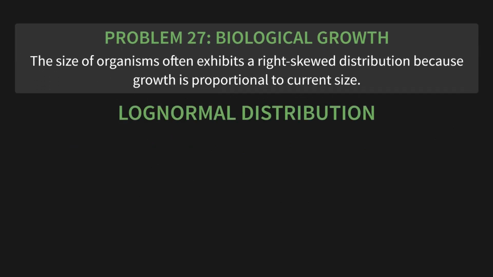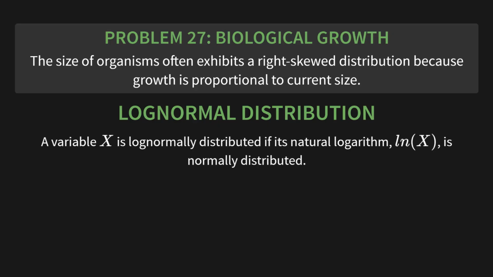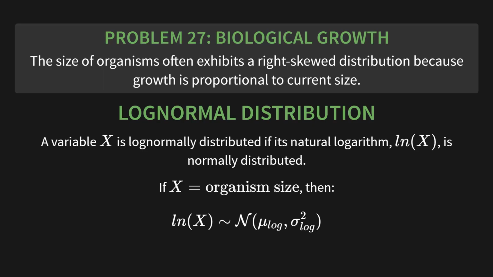It's the log-normal distribution. A variable x is log-normally distributed if its natural logarithm, ln x, is normally distributed. So if x is our organism size, then the natural log of x follows a normal distribution with a mean of mu sub log and a variance of sigma sub log squared.